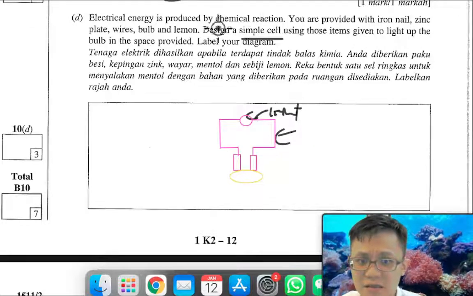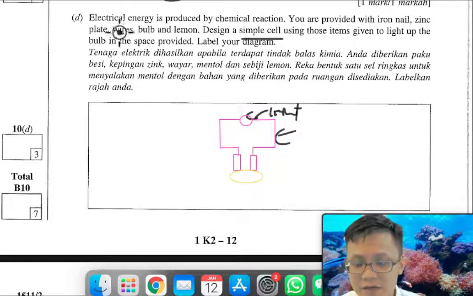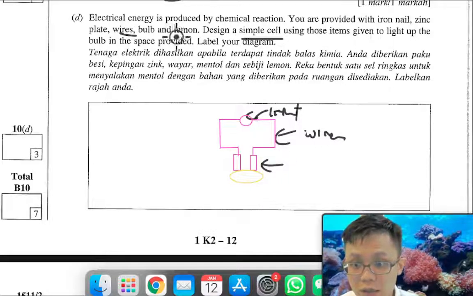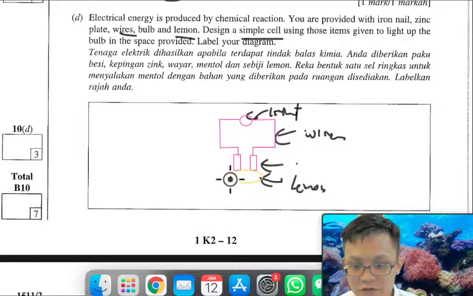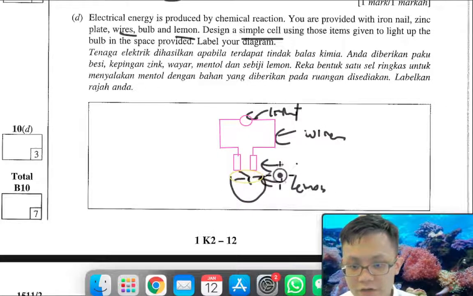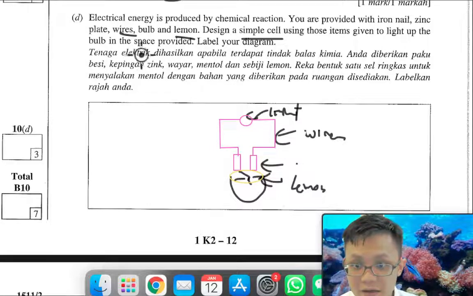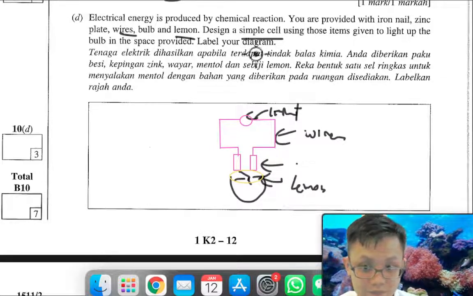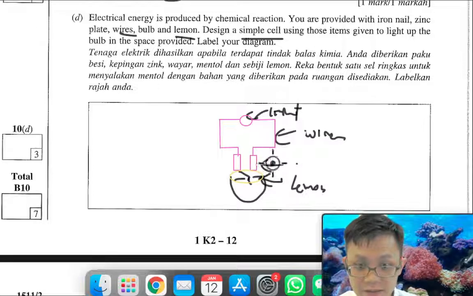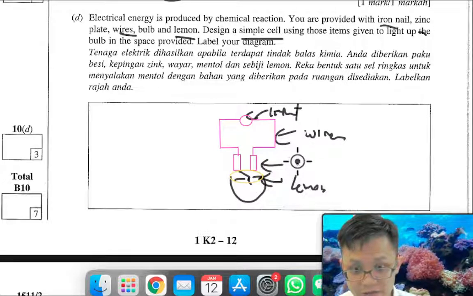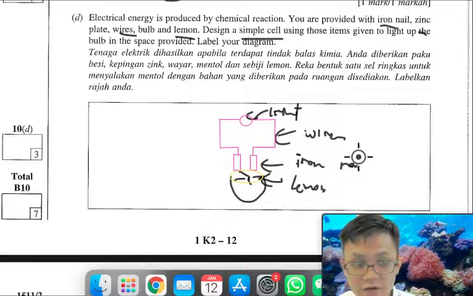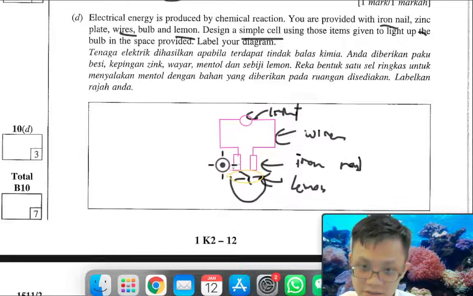Put iron nail, zinc, wire. So you just label the wire. And this one you put lemon. Draw the lemon, and then the electrode, which is, what is the electrode? Iron nail and zinc. Iron nail and zinc.